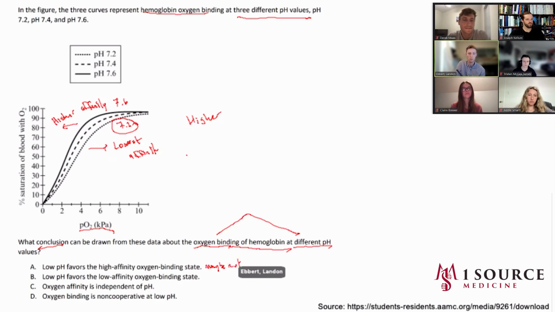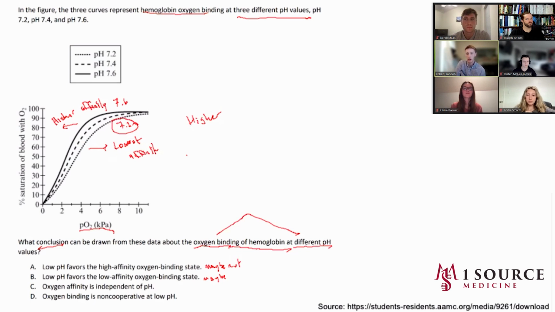Well, let's read B. Low pH favors the low affinity oxygen binding state. That's exactly what we thought as we broke it down, that the lowest pH is actually going to be the lowest affinity. So 7.2 has the lowest affinity, meaning it had the lowest percent of saturation of blood with O2. So we really like B, but let's keep on going.